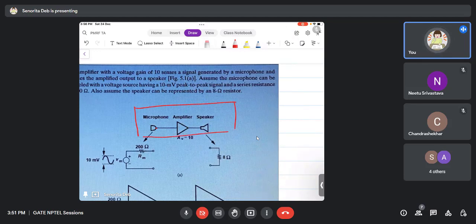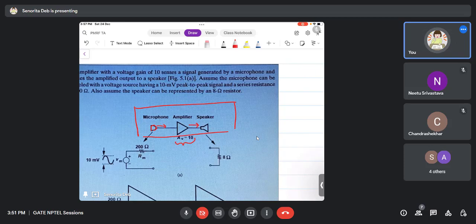The microphone is generating a signal and the amplifier senses it. After sensing, the amplifier sends it to the speaker. So if you directly connect the microphone to the speaker, it is not going to work. You need the amplifier in between that will amplify the signal. And here you see the voltage gain is given as 10. So it amplifies by a factor of 10.